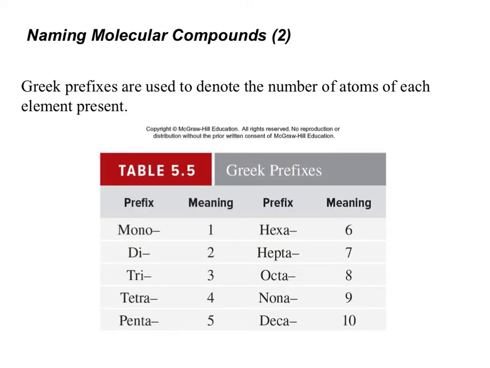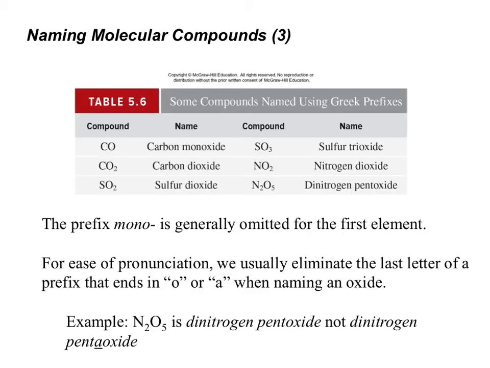Greek prefixes are used to denote the number of atoms of each element present. So let's cover them. Mono for 1, di for 2, tri for 3, tetra for 4, penta for 5, hexa for 6, hepta for 7, octa for 8, nona for 9, and deca for 10. So let's see those in action.